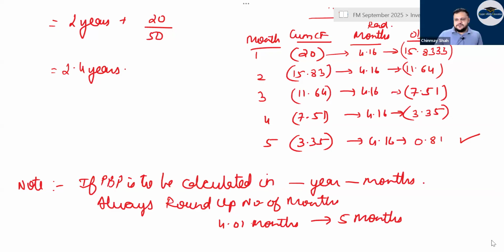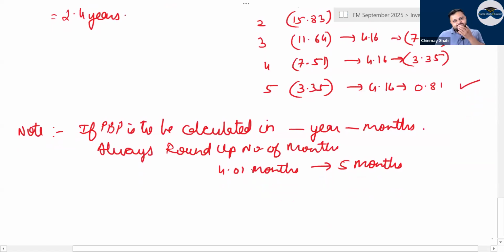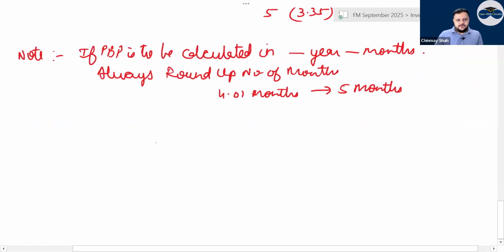Can I go ahead? Tell me. Decision criteria. Write down decision criteria for payback period. Decision criteria for payback period.